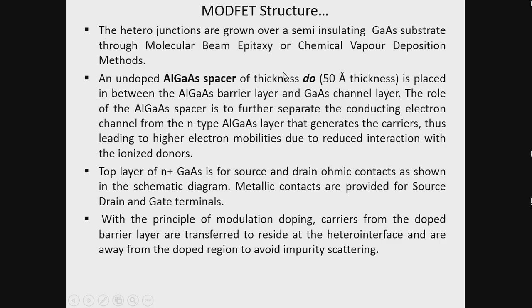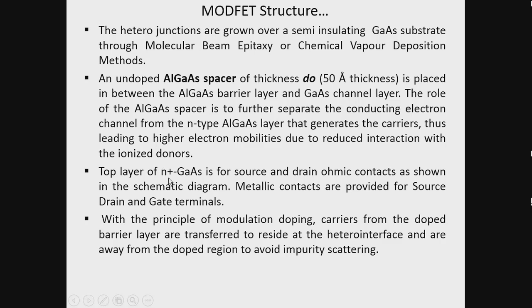The role of the aluminum gallium arsenide spacer is to further separate the conducting electron channel from the n-type aluminum gallium arsenide layer that generates the carriers, thus leading to the higher electron mobilities due to reduced interaction with the ionized donors. We have already seen that modulation doping is the process of separating the active region of the device from the doping atoms. So that is taking place here with the help of this aluminum gallium arsenide spacer.